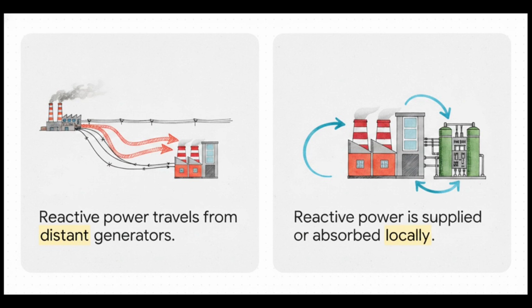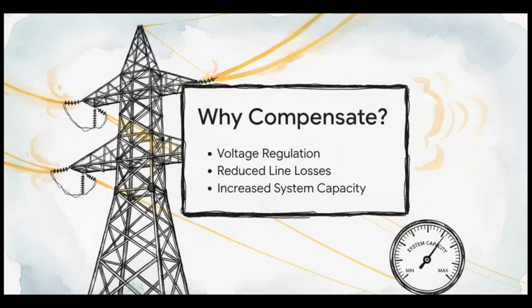In an uncompensated grid, that useless reactive power has to travel all the way from a distant power plant to a factory motor, clogging up the whole system. But by installing devices locally, right next to the load, we can supply or absorb that reactive power on the spot. We keep it completely off the main highways of our distribution network.